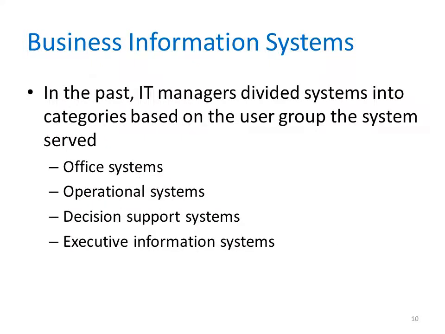In the past, IT managers divided systems into categories based on the user group the system was designed to serve. Things like office systems were used primarily by administrative staff, and that would be the HR system, accounts payable, accounts receivable. And then there were operational systems used primarily by operational personnel. Next would be decision support systems. These DSS systems are used primarily by middle managers and knowledge workers, and they're designed to assist them in better decision making. And finally, you have what are called Executive Information Systems, or ESS, Executive Support Systems.